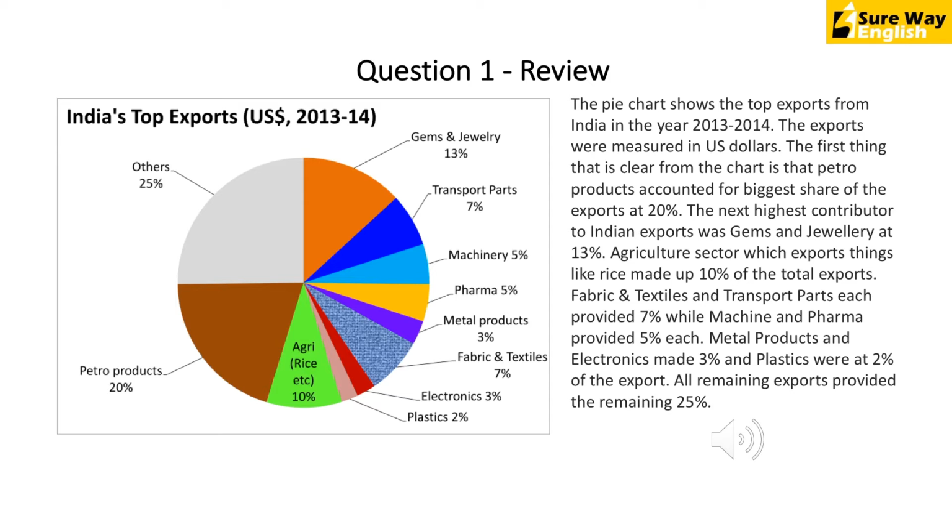And the next highest is gems and jewelry at 13%, and agricultural sector, which includes things such as rice exports, made up 10%. The next one is fabric and textiles at 7%, machinery and pharma, they both are at 5%. Electronics, metal products, and plastics, they are at around 2% and 3%. And then in the end, we'll say that all remaining exports provide the remaining 25% of India's total exports in the year 2014-2015. Sorry, 2013-2014.